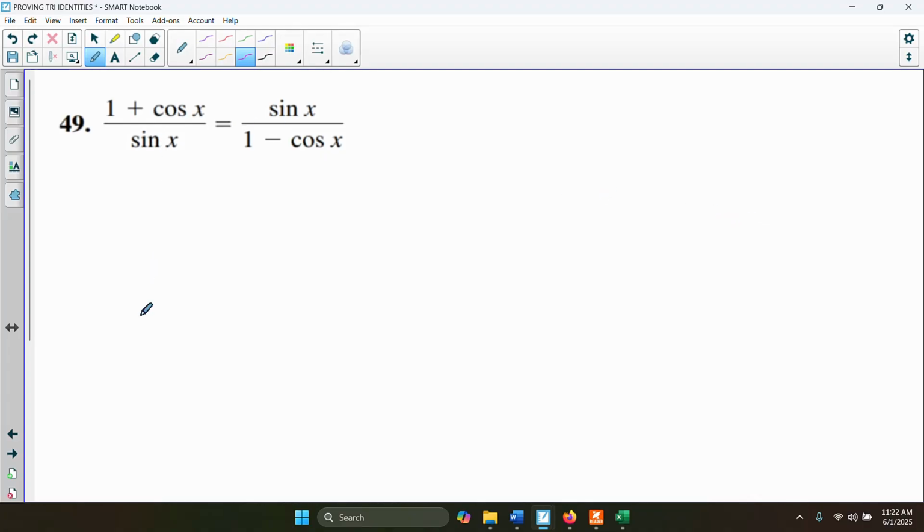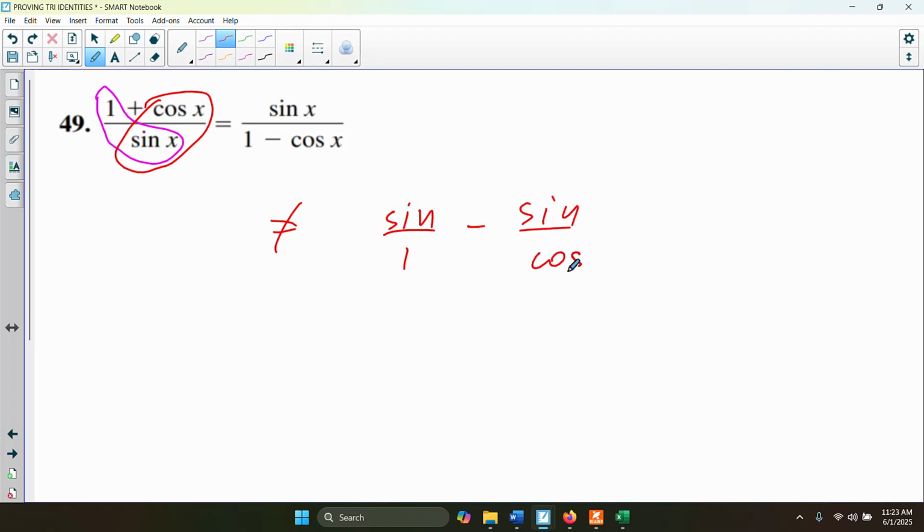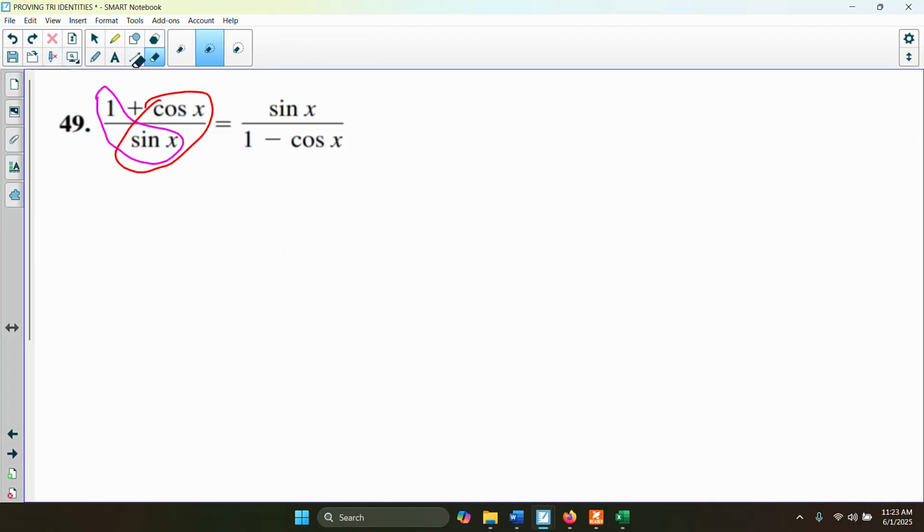What jumps out at me right now is I think I'm going to start on the left side, because I immediately see I can separate this into two fractions. Whereas I am not allowed to do it this way. In other words, on this side you're not allowed to say, well, it's really sine over 1 minus sine over cosine. You cannot break up your denominator, but you can break up your numerator.